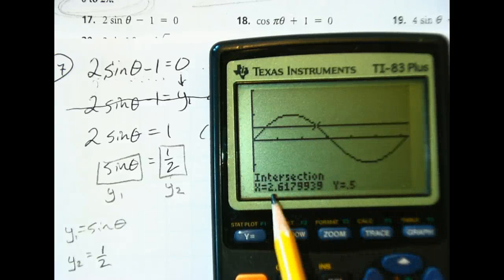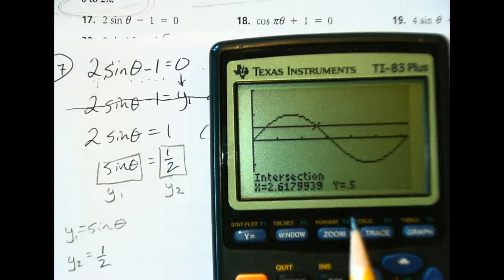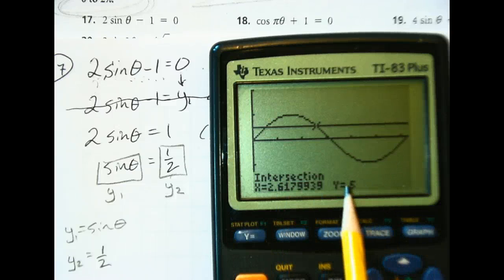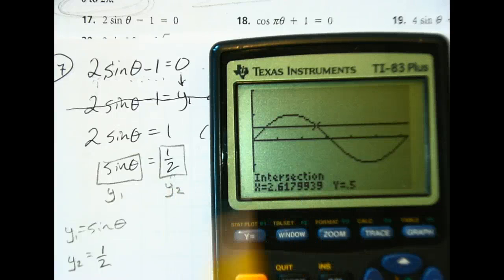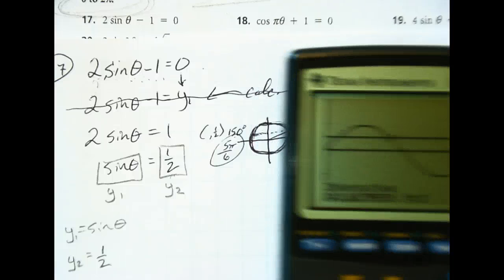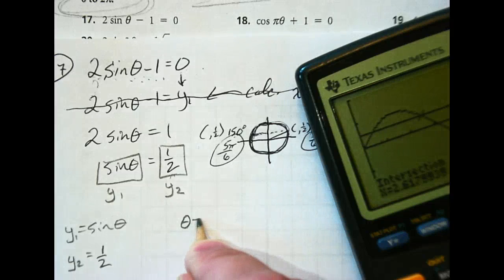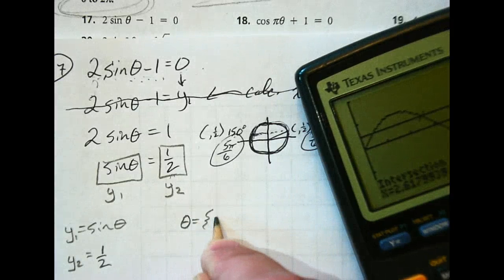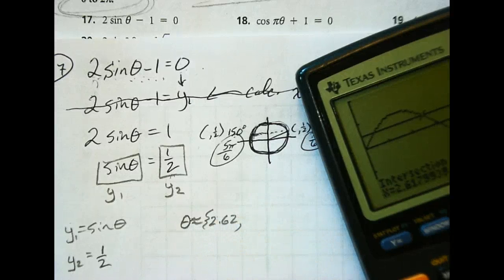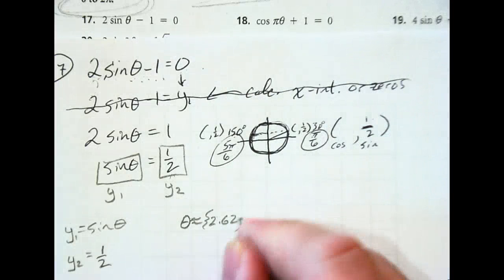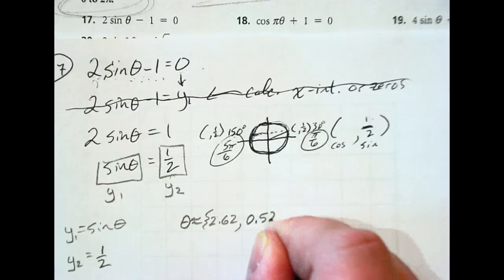0.523. Are we solving for x or y? Oh, that's not the one I got. Solving for x or y? X. Theta's x, right? 0.5 is the 1/2. Okay, so our solution is 2.62-ish. So theta equals approximately 2.62. Everyone with me? Okay, let's calculate the other one. Anyone calculate it yet? What'd you get? 0.52. So you had to move your cursor close.